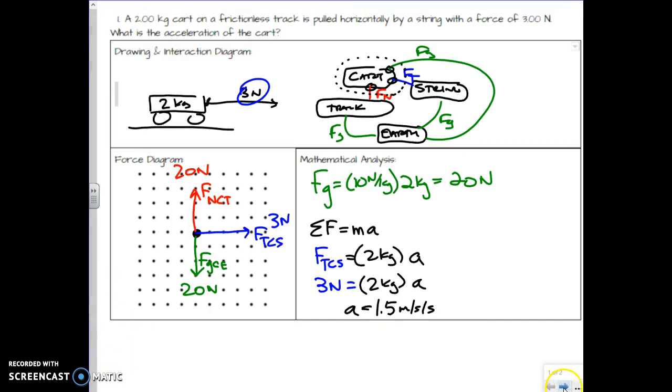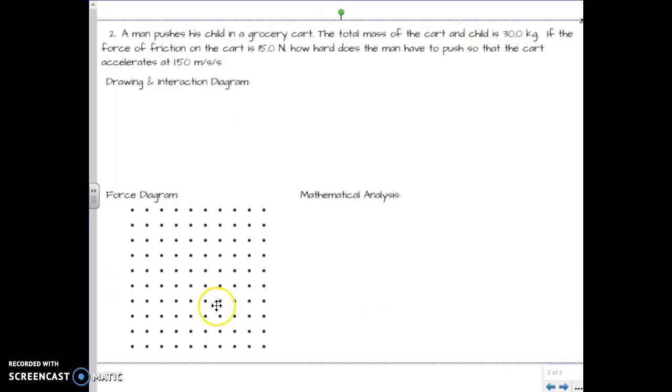So let's move on to number 2. We've got a man who pushes a child in a grocery cart. The total mass of the cart and the child is 30 kilograms. So let's draw ourselves a cart here.